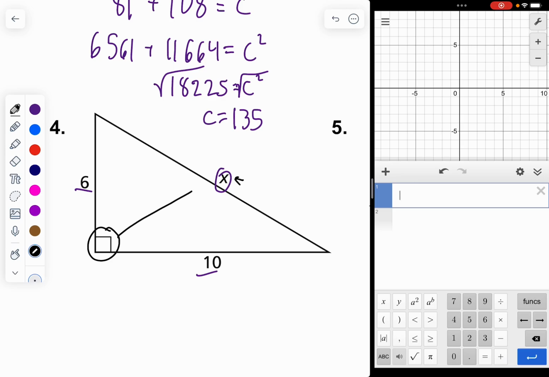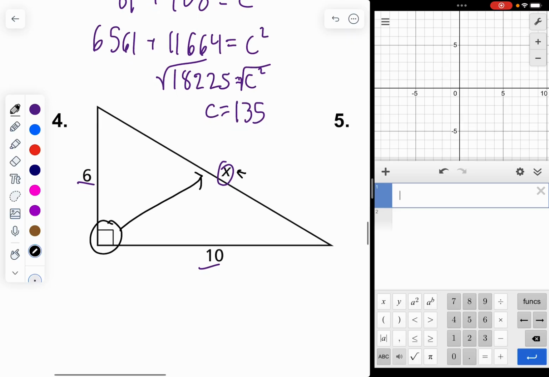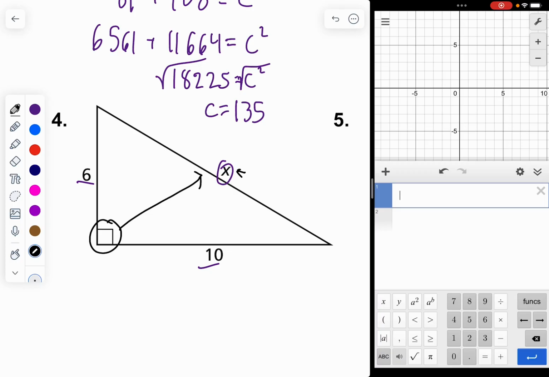Right angles right over here takes me to the hypotenuse on the other side. You're always looking for the hypotenuse because your hypotenuse is your c squared. That's the one by itself. The hypotenuse, we are looking for that, which means 6 and 10 are the two legs. They go right there. And x squared.